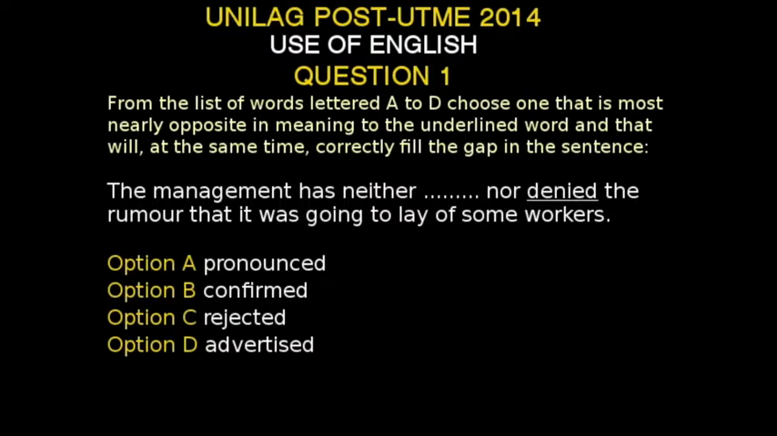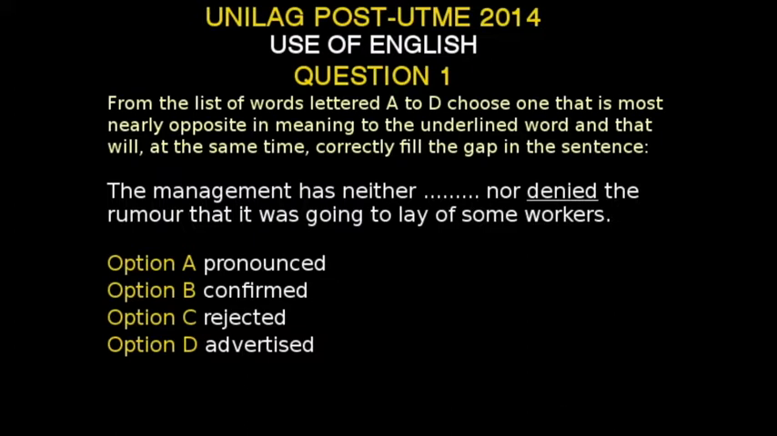UNILAG post-UTME 2014 Use of English. Question 1. The instruction says, from the list of words lettered A to D, choose one that is most nearly opposite in meaning to the underlined word and that will, at the same time, correctly fill the gap in the sentence. The sentence is, the management has neither dash nor denied the rumor that it was going to lay off some workers. Denied being the word underlined. Option A, pronounce. Option B, confirm. Option C, rejected. Option D, advertised.